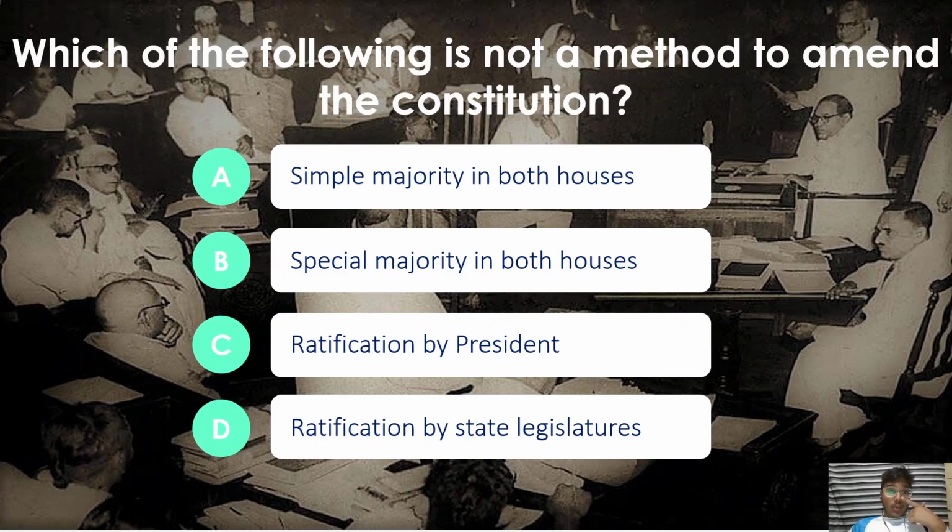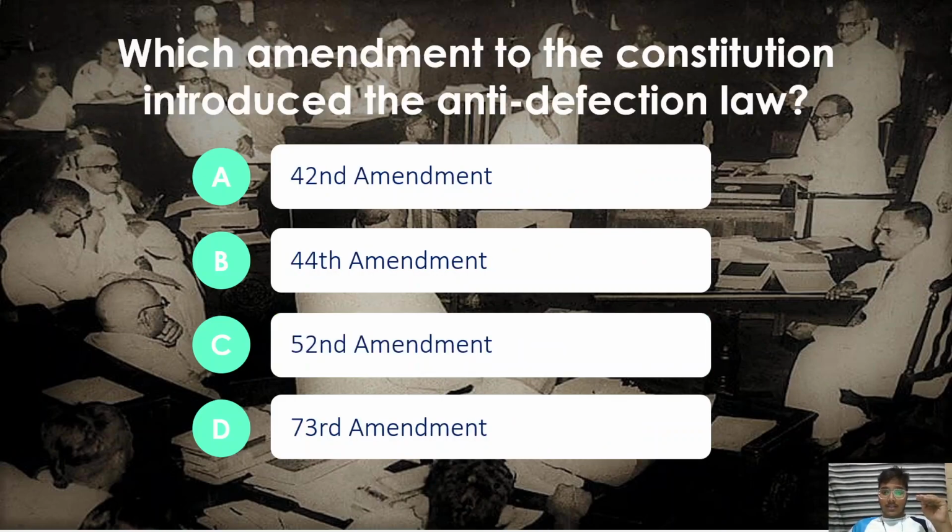The next question is: which of the following is not a method to amend the Constitution? Option A simple majority in both houses, option B special majority in both houses, option C ratification by President, or option D ratification by state legislatures. The answer is option C, ratification by President.